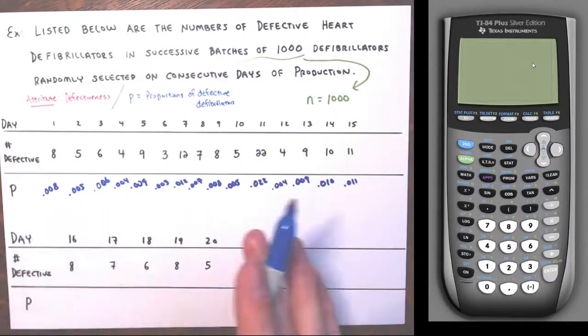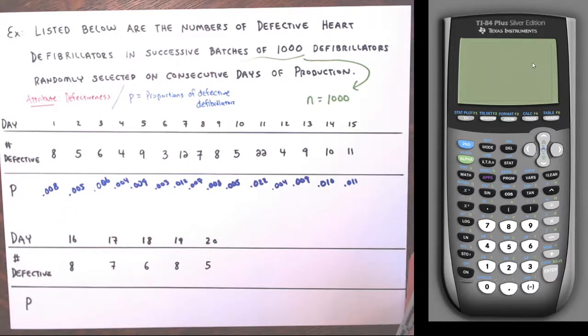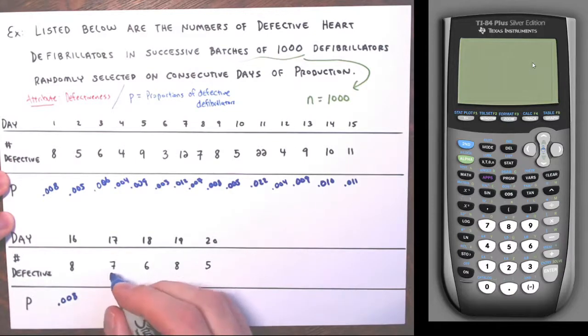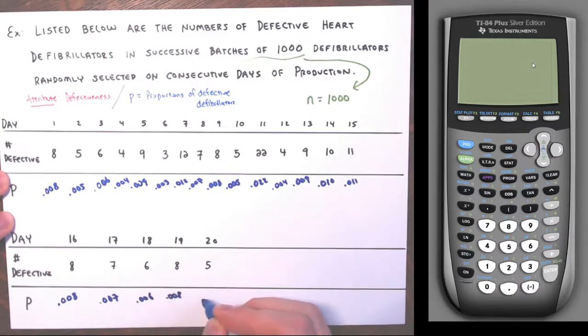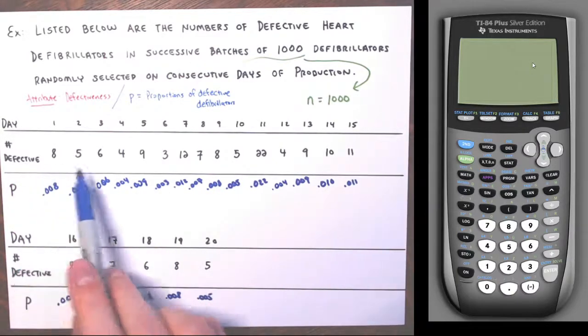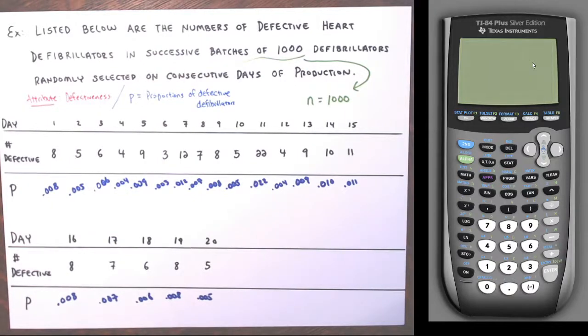Anyway, but that's not the question, though. The question is going to be, is the process stable? Not, do we like it? You could ask that question after. Do we like the process? Are things being manufactured properly to our liking? But again, we'll ask the first question first. All right, so 0.008, 0.007, 0.006, 0.008, and 0.005. So there's 20 days in a row they took 1,000 of these defibrillators and determined how many of these 1,000 weren't working properly, and found the proportion for each day.